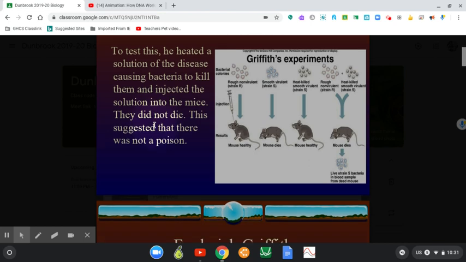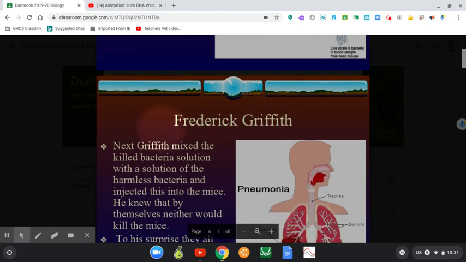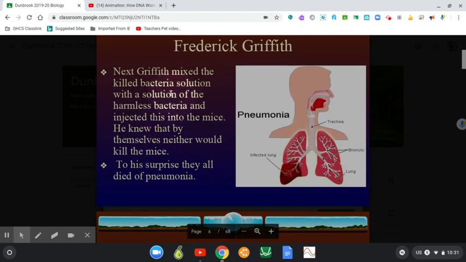So this suggested it wasn't a poison, because you couldn't really kill poison. Poison's not alive, right? So he's saying to himself, well, what is it that's getting people sick then? So next, Griffith did this. He mixed the 2 bacteria together. He mixed the killed bacteria, the bad ones, with a solution of harmless bacteria that were still alive. So now you have the bad bacteria that's dead mixed with the good or harmless bacteria that's still alive.